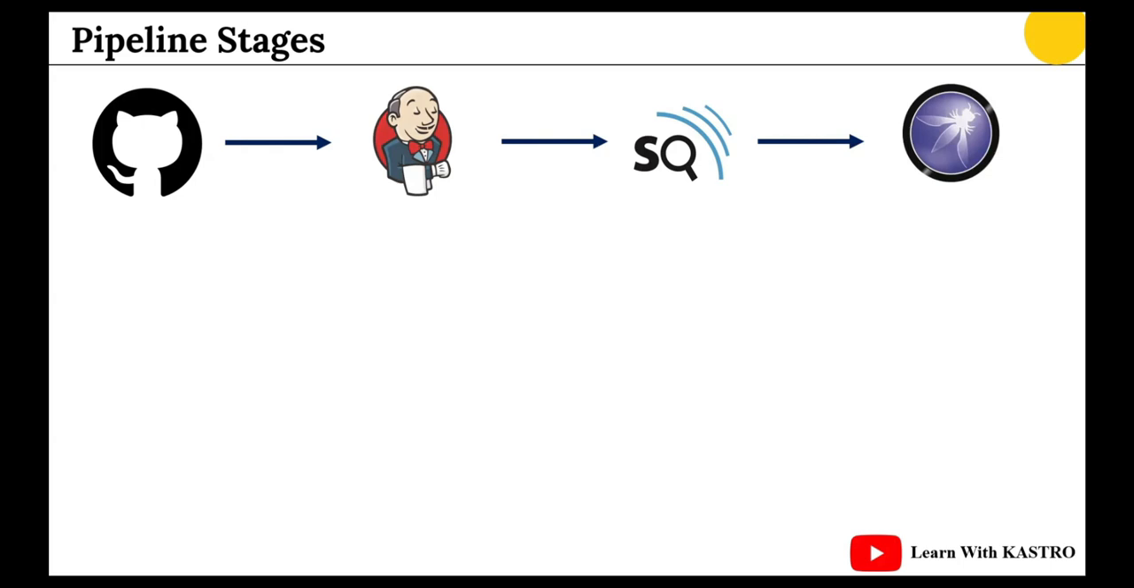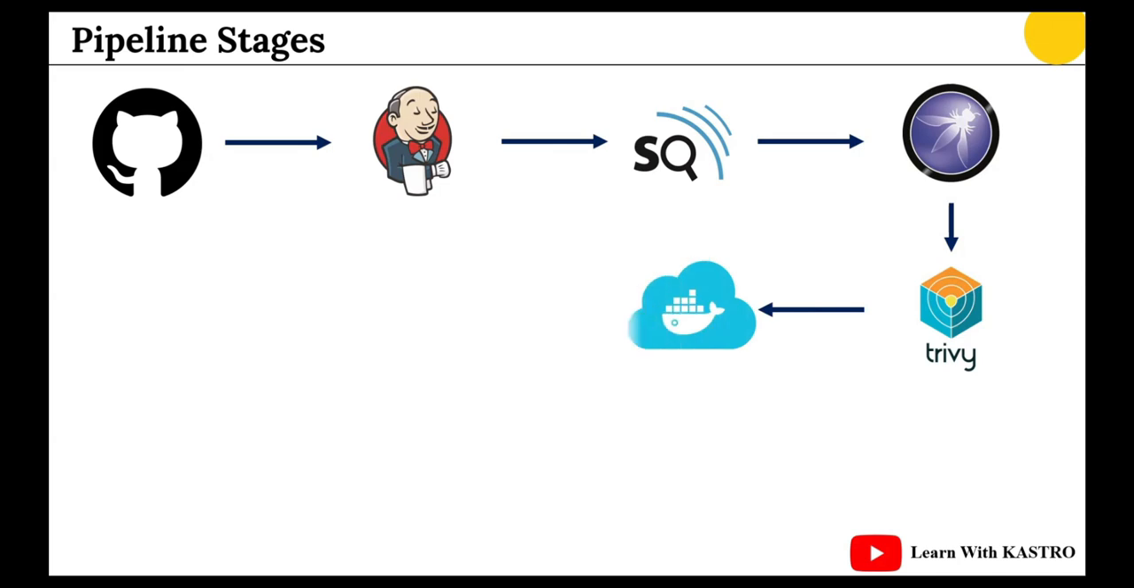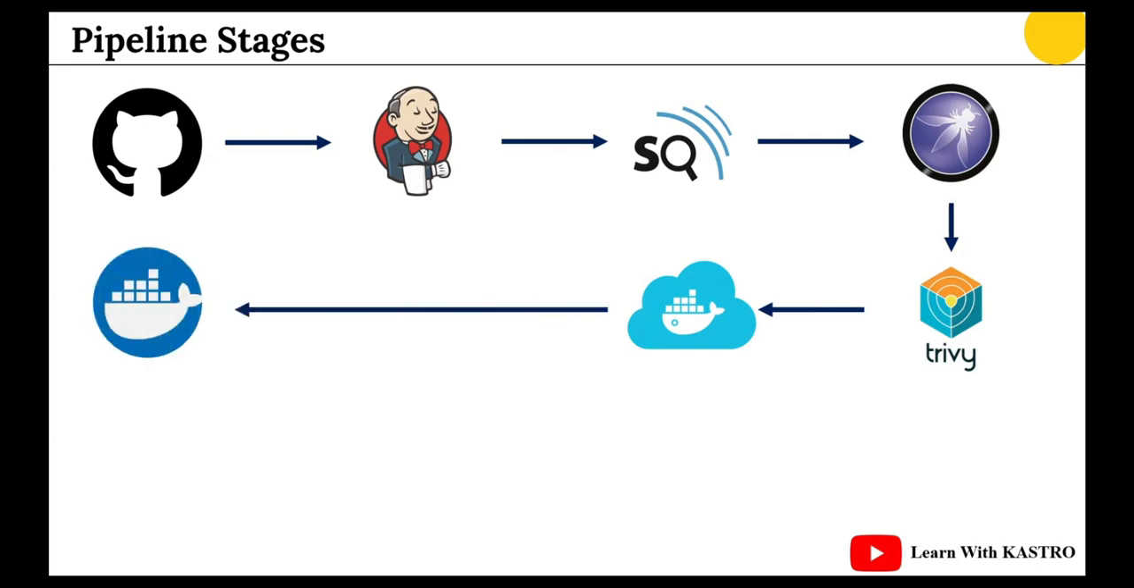Once the OWASP file system scanning is completed, we are going to use another tool called Trivy. By using Trivy, we are going to perform the file system scanning. Once this is done, we are going to create the Docker image. Once we build the Docker image, we are going to create the Docker container. And by using the application that is running inside the Docker container, we will see whether the application is performing well or not. Once we do this, we are going to configure the email notification as well. So this is part 1 of this project.